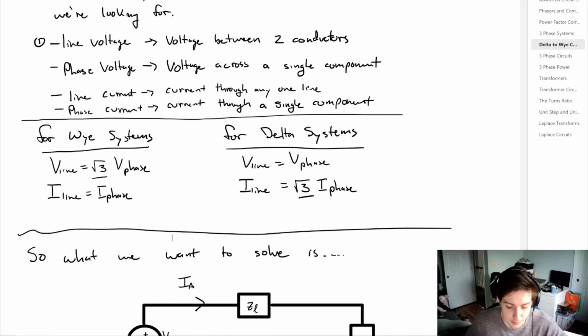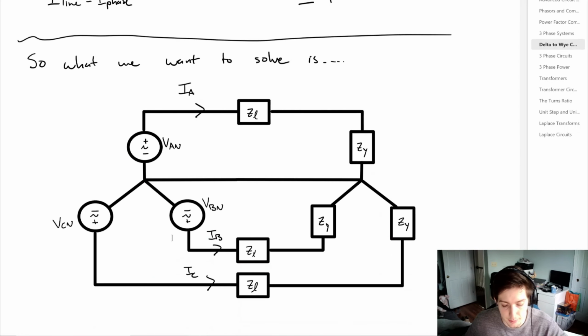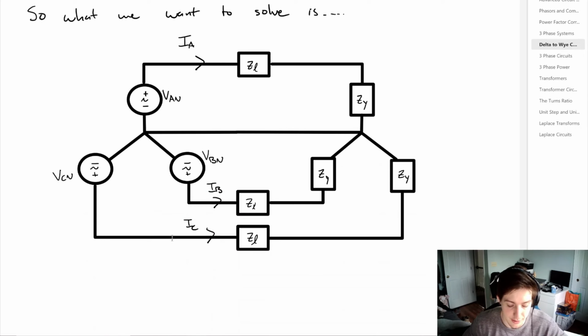So looking at what we want to solve, well, again, we're going to return to the circuit that we looked at in the last video towards the end, where we had some Y to Y network with some line impedance for each line. And we want to solve the line currents, the phase currents, the line voltages, and the phase voltages.